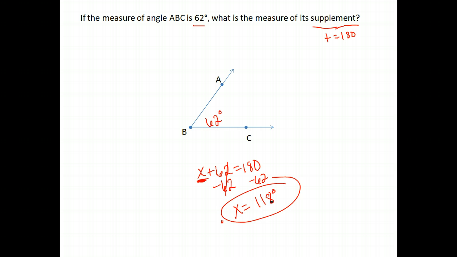Now, I know a lot of you may have just seen this straight off and said, well, supplement means they add to be 180, and you may have just immediately gone to 180 minus 62 is 118. And that's just fine. When we get into further problems where we have x's in our given information, we may want to use this one, but for the time being, you can use this. And again, notice this was for a supplement.